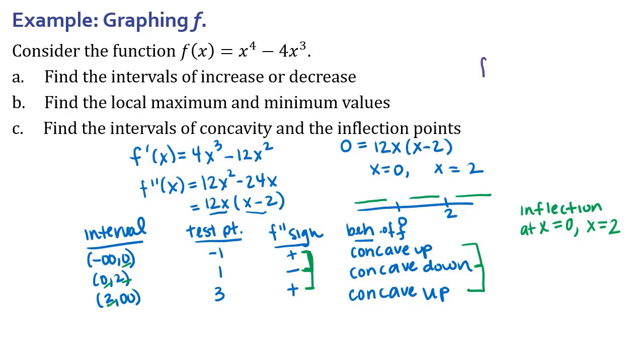And then if you were to find those actual points, let's write this down here. So substituting 0 into my original function gives me 0. So I have an inflection point at f of 0 equals 0. And then I have another one when I substitute 2 in at negative 16.